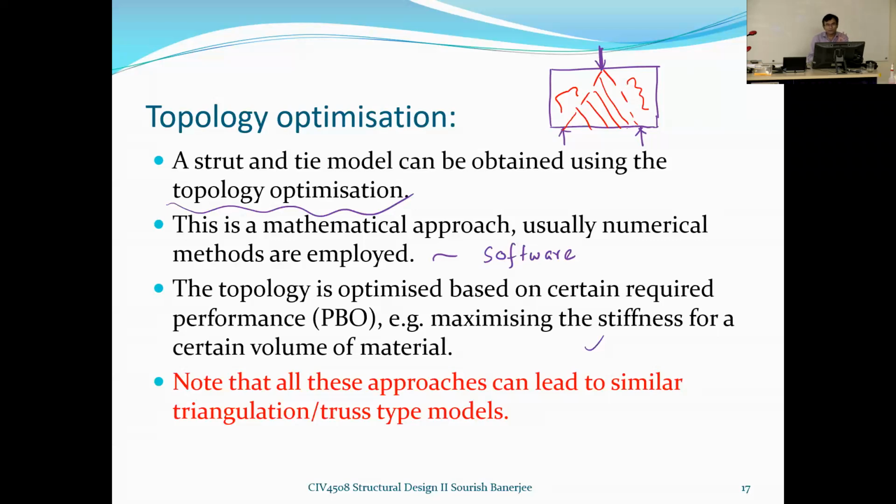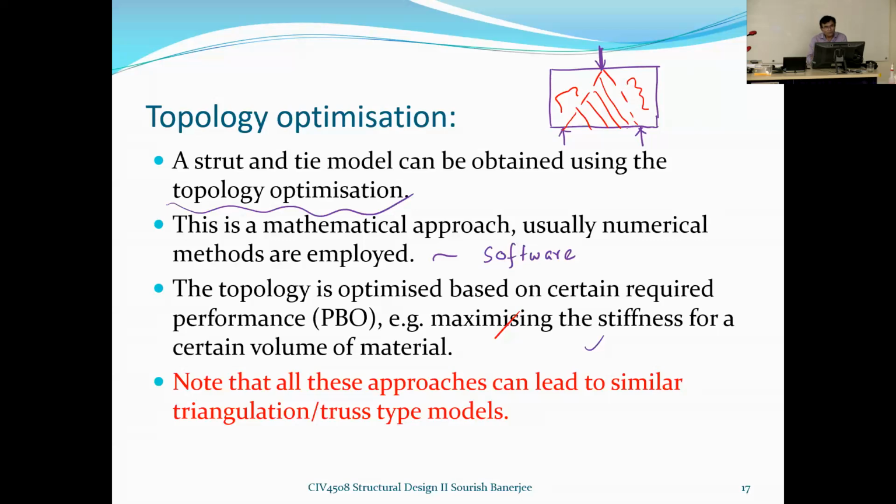So this is the optimization problem. We have an objective function. For example, we want to maximize the stiffness, or we want to minimize the weight. Then there will be some kind of constraints. You have to abide by or follow those constraints, and then go for minimizing or maximizing whatever the objective function is.